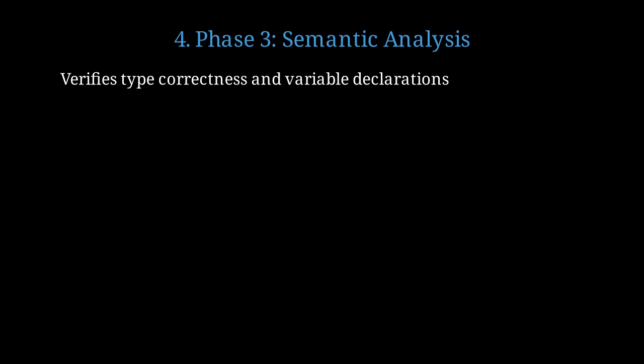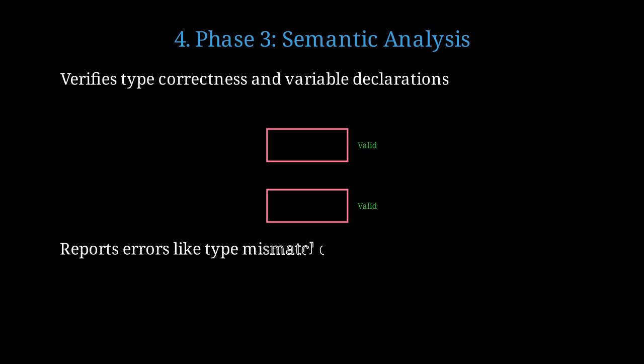This phase checks if the code makes logical sense. Semantic analysis checks type correctness, verifies variables are declared before use, and ensures operations are valid. For example, declaring an integer x and assigning it a number is valid, and using x in another expression is also valid. If there are type mismatches or undeclared variables, this phase reports semantic errors.